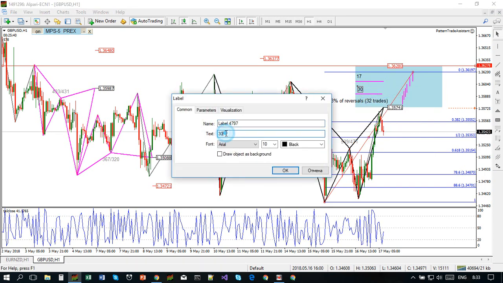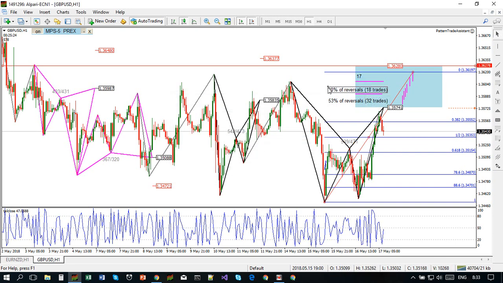And what is left will be 30% of reversals, 18 trades. And what is left is this. This is the second zone. 32 plus 18 equals 50, so 10 trades left.